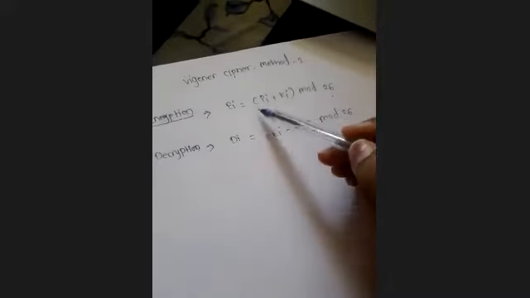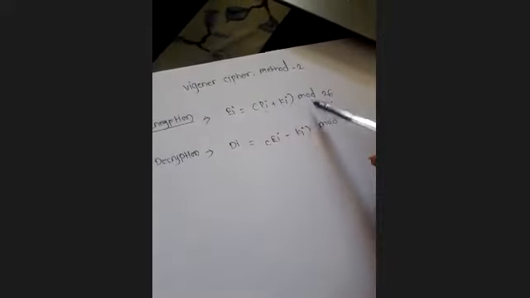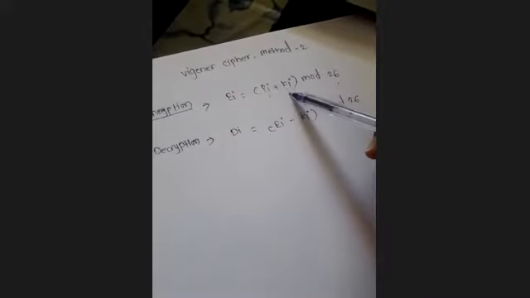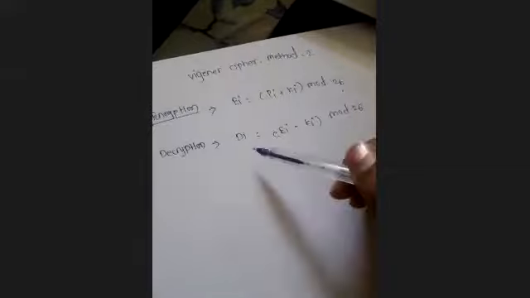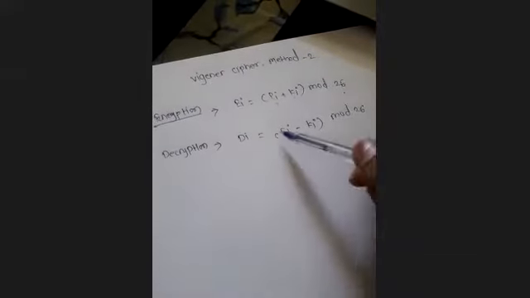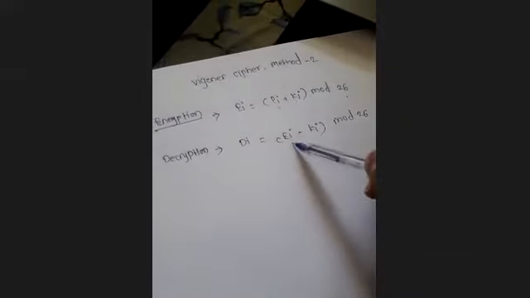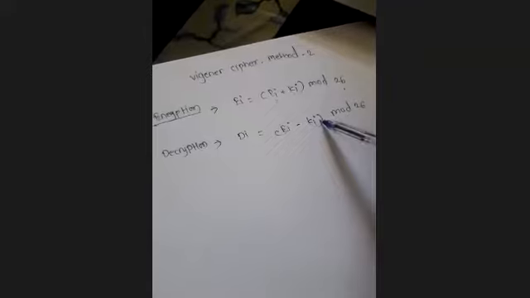But there it was the formula P plus K mod 26, whereas here we have Pi plus Ki mod 26. That means each and every time, your plain text letter and the key for the encryption of that plain text will be different for each and every letter. The same is for decryption, Ei minus Ki. For each and every letter, there will be a different ciphertext, for that ciphertext we will have a different key, and we have to perform the mod 26.